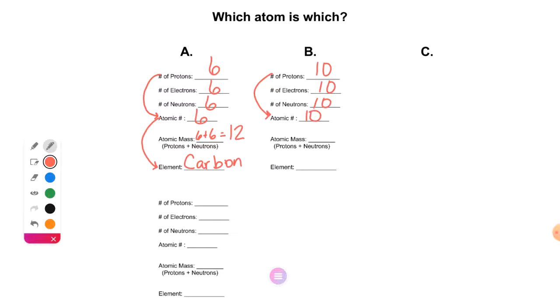My atomic mass, Abby, what's my simple math problem? 10 plus 10, what's my simple math problem's answer? 20. Now, what number do I have to find on the periodic table to find my element? Bryson? Because I have two numbers up here, I have about a 50-50 guess. Do I go to element 10 or element 20?